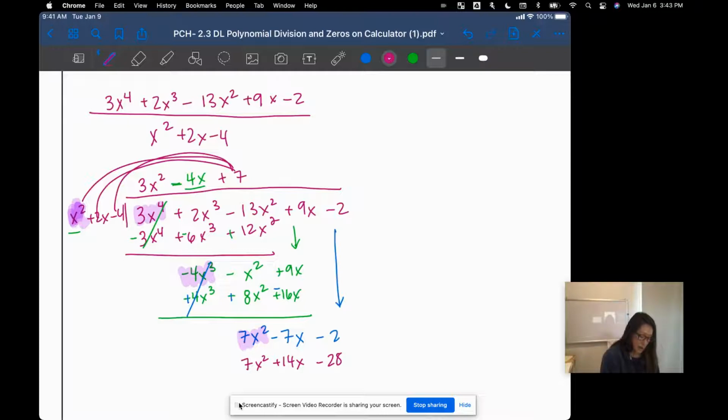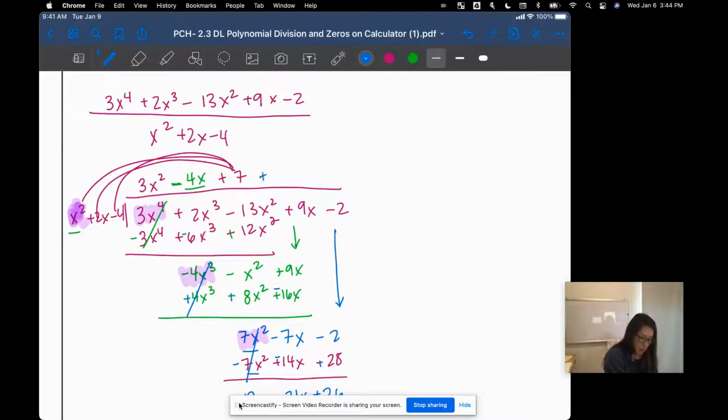Now, subtract, which changes all of our signs. Okay. So we get negative, negative, positive. Now I have 7x squared plus negative 7x squared gives me 0. The next, negative 7 plus negative 14 is negative 28x. Just kidding, that's negative 21x. Try again. All right, negative 2 plus 28 gives me positive 26. Now I have nothing to bring down, so this is my remainder.